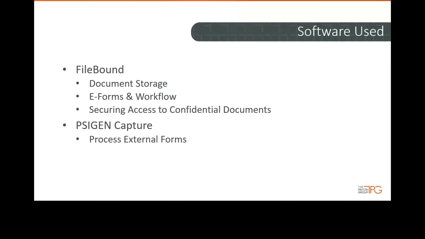We also have e-forms and a workflow. Our e-forms are our W-4, direct deposit, ethnic form, and an I-9 form. This is all done within the first onboarding workflow to get the new employees started. And this is all done securing access to confidential documents, so not anyone can just see what's going on or what they have. It's very secure. And then the SciGen is to capture the processes of external forms. So any form that comes in and needs to be uploaded to the personnel file, we do it through SciGen.